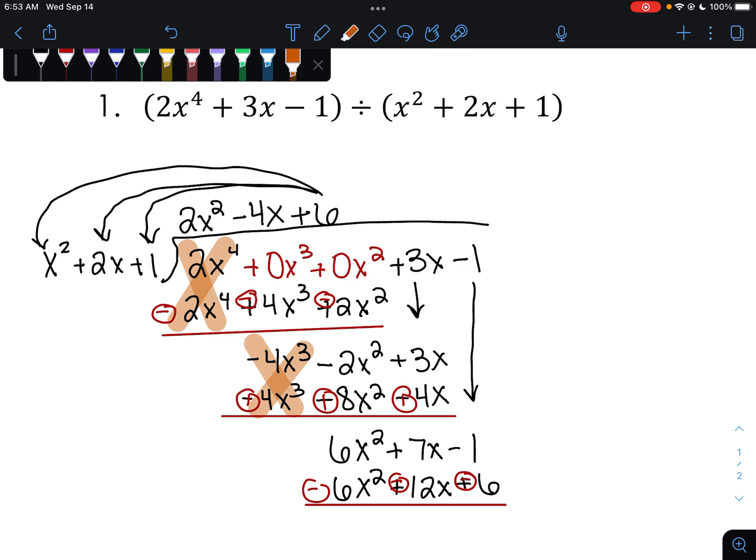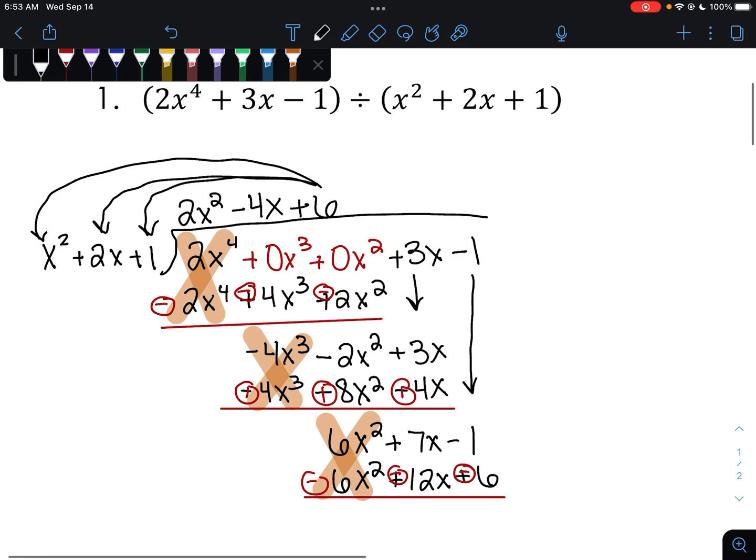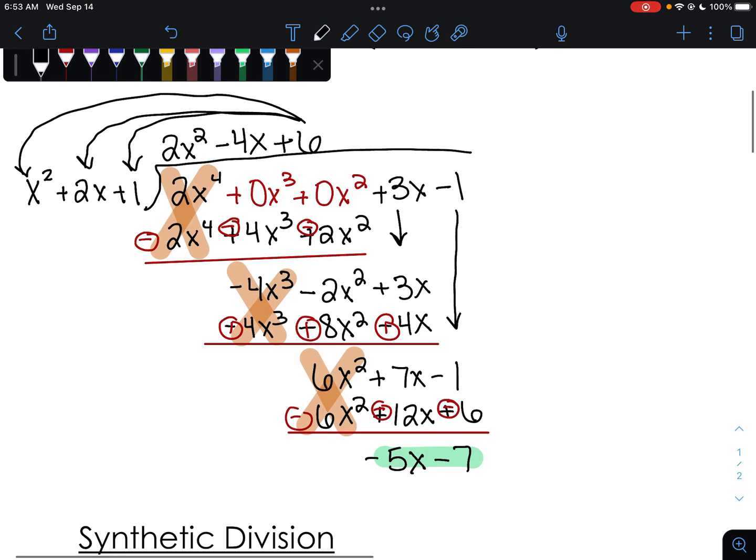So I add down. 6x squared minus 6x squared cancels out. Again, that first term should always cancel out. I have 7x minus 12x. That is a negative 5x. Negative 1 minus 6 is a negative 7. And this right here, my friends, is our remainder.